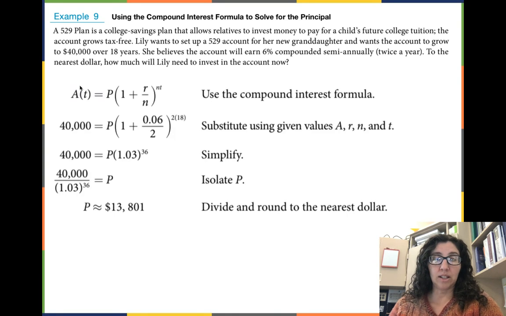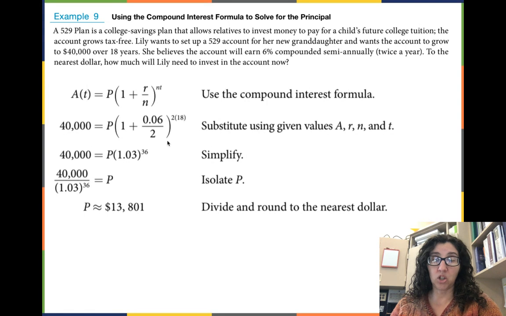All right, so let's do this together. We don't know what P is, right? P is what we want to solve for. How much do we need to put into the account? We know that A of T, we want that to be $40,000. R, they tell us, is 6%, so R is 0.06. And it's compounded semi-annually, so our N is 2. And T is 18, right? In 18 years, how much will it be worth?